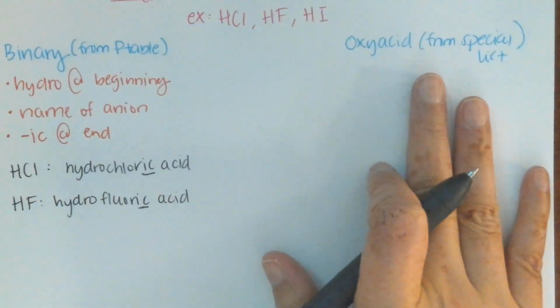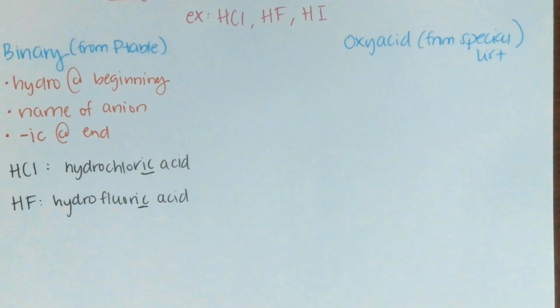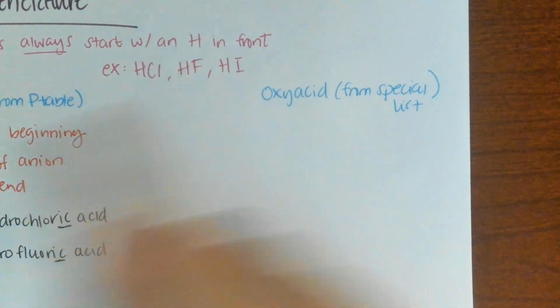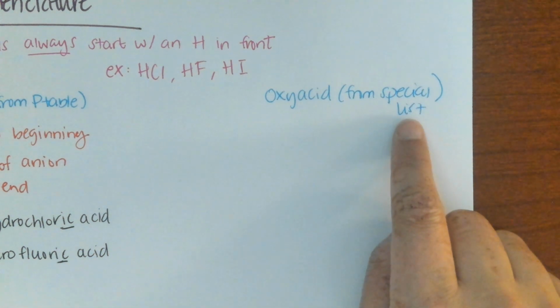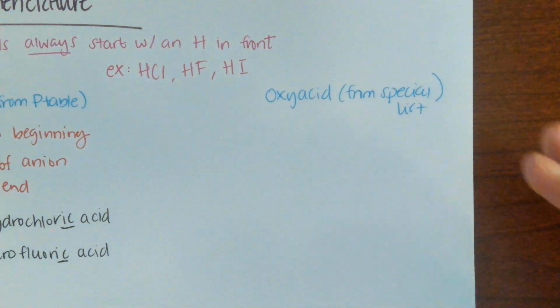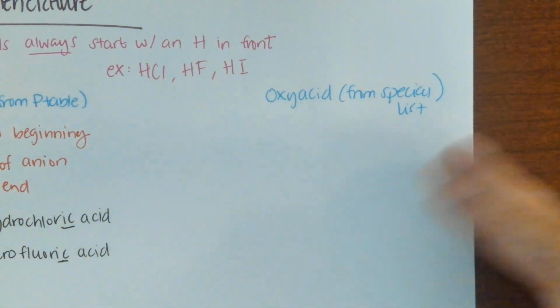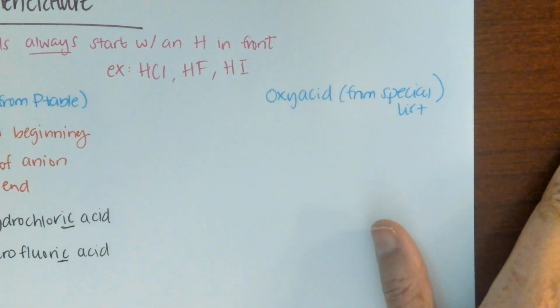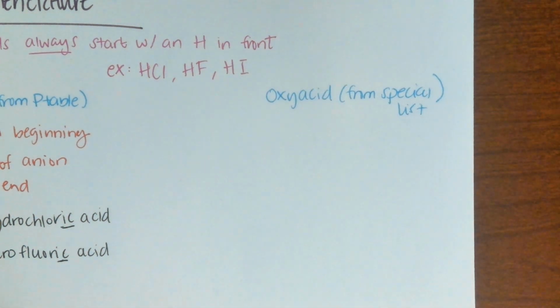Now, oxyacids, this is where it gets a little tricky. So this is where I want you to spend more time. Whenever I say specialist, if you're not from my class, I say specialist, which is the polyatomics. The polyatomic ions list, like the nitrate, phosphate, sulfate, that's the polyatomics. I call it specialist. So that's what I mean by that.